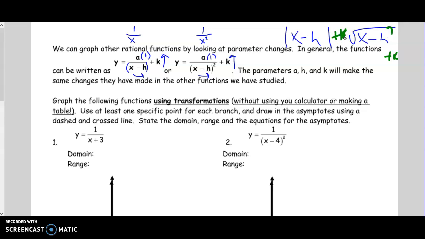There's one more transformation we're not going to cover at this point. It's kind of hard to tell the dilations on rational functions. But if you multiply by b here and here, it'll be a horizontal dilation by a factor of 1 over b, which we've covered for other parent functions.